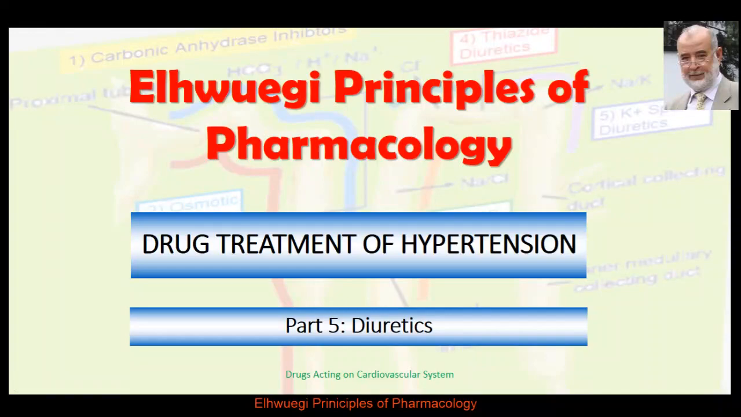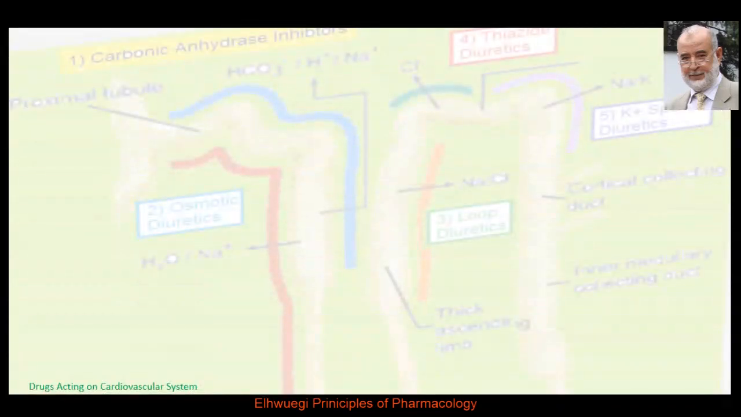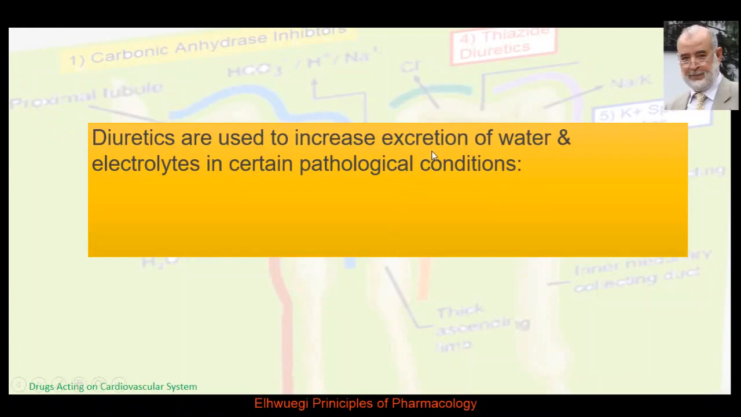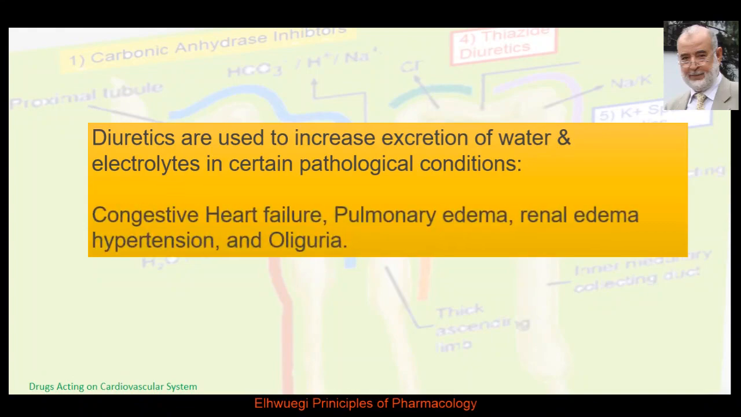Today we will talk about the last group of drugs which are used in treatment of hypertension, which are the diuretics. Generally, the diuretics are drugs which can increase the excretion of water and electrolytes, and they have many clinical applications other than hypertension. They are used, for example, in the treatment of congestive heart failure, as we will see later. They are also used in treatment of pulmonary edema, for example, in renal edema. They are used in hypertension and in cases where urine output is low, or what's known as oliguria.